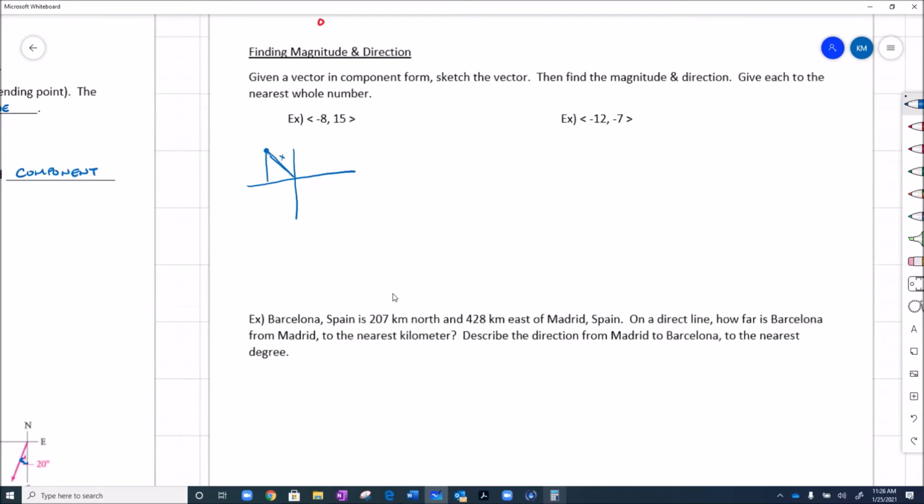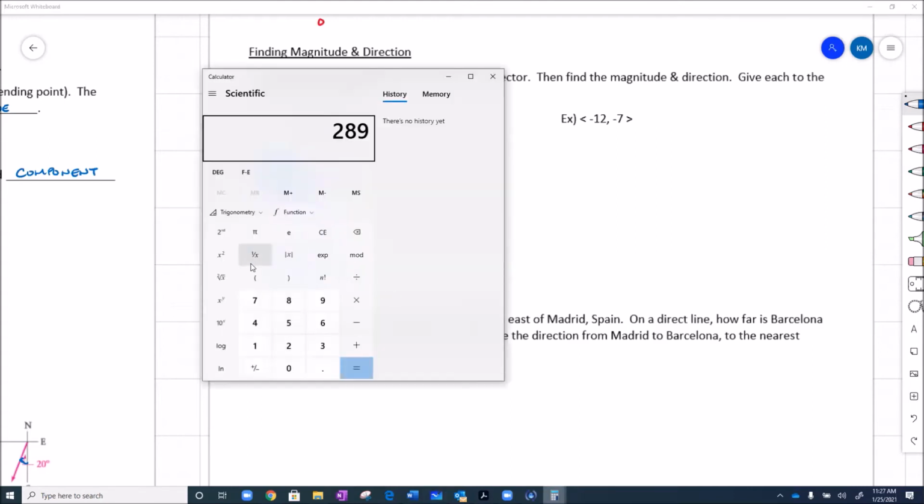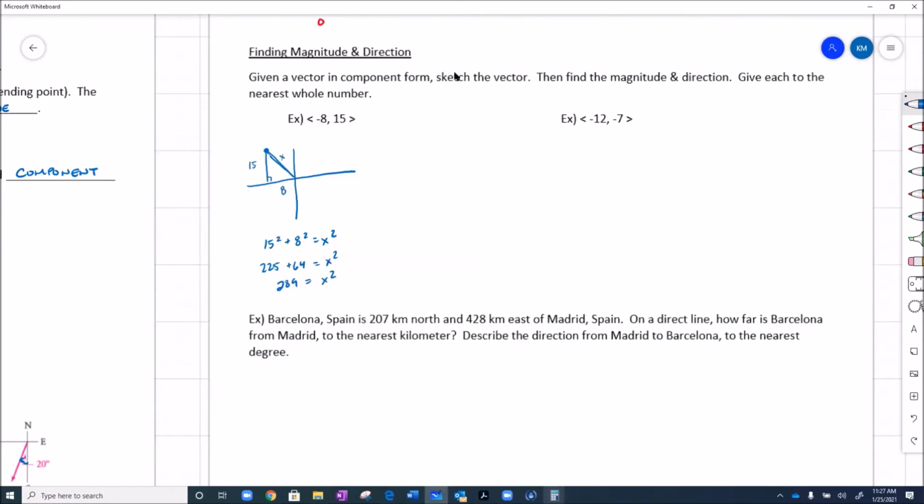We find that out first because it's a right triangle. This is 15. This is 8. We can use Pythagorean theorem to find out what our magnitude is. Okay? So 15 squared plus 8 squared should give us x squared. It's 225 plus 64, 289. X squared, I believe that's 17. Square root, yep, 17. All right, so we find out that the magnitude is 17.